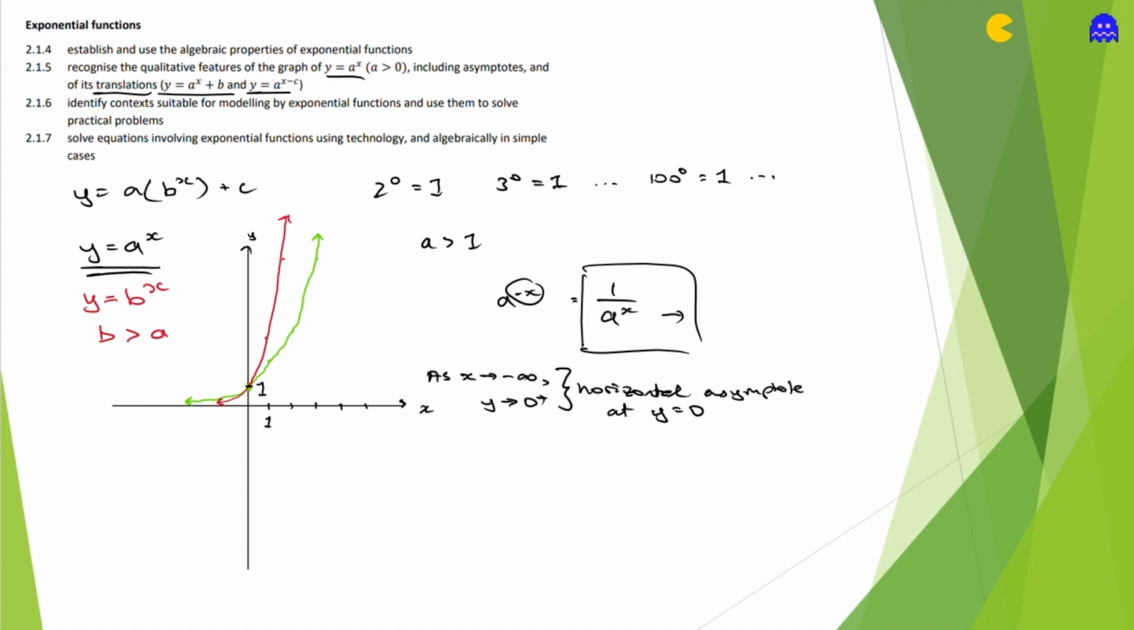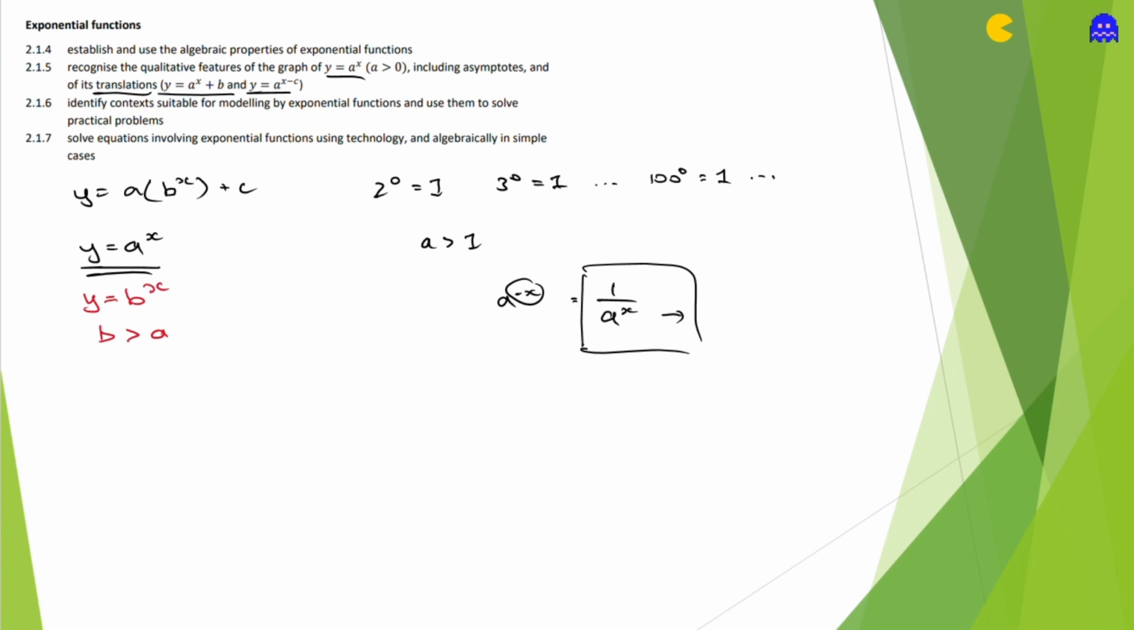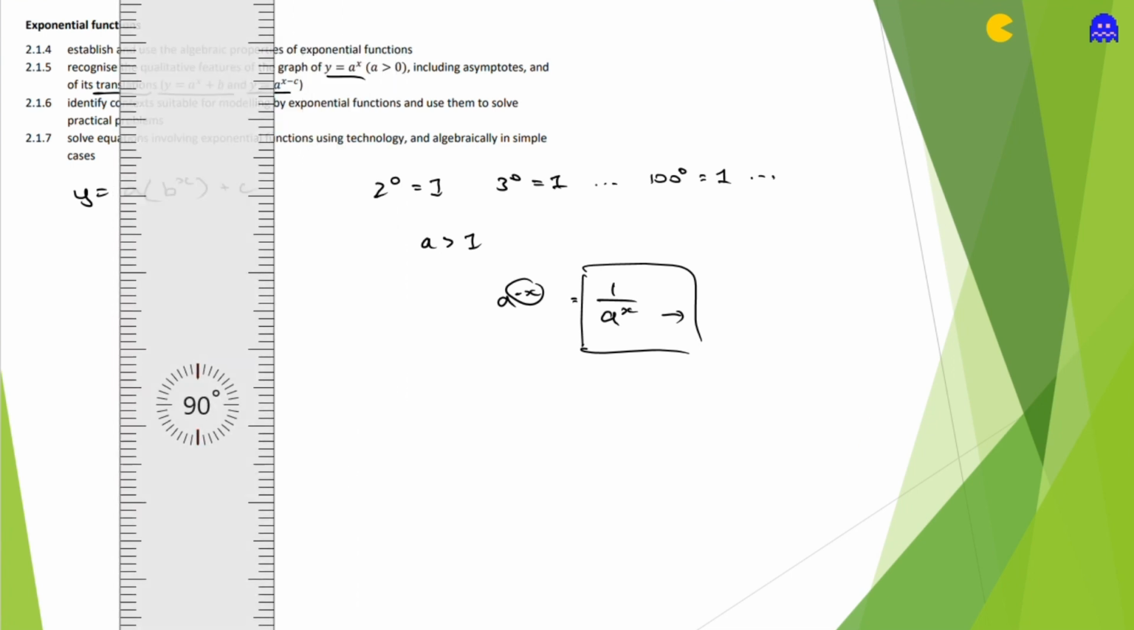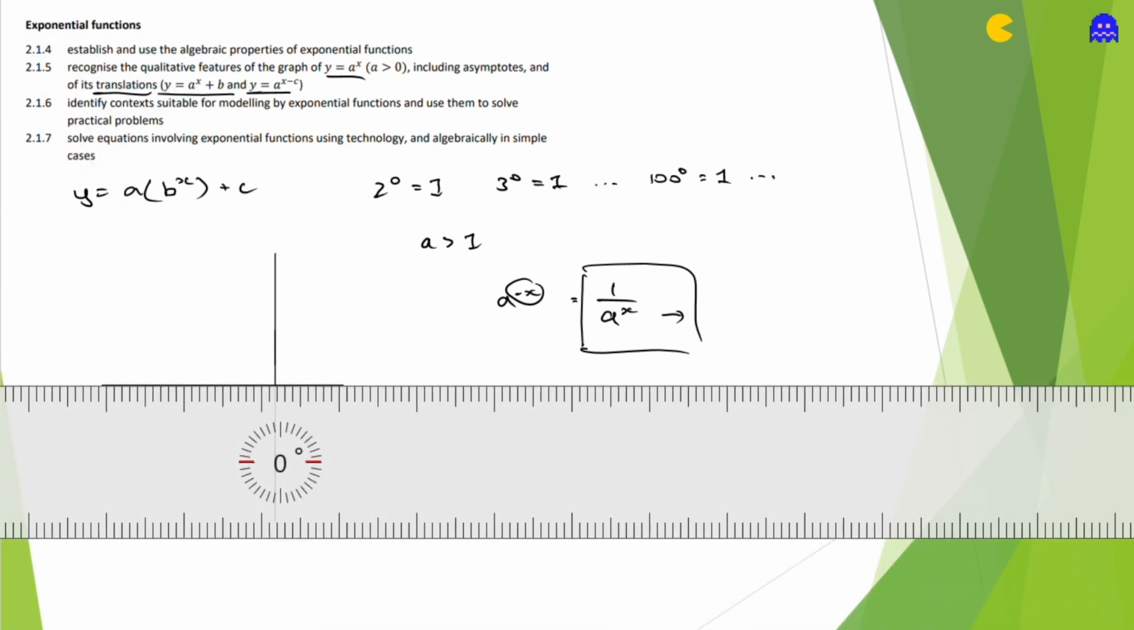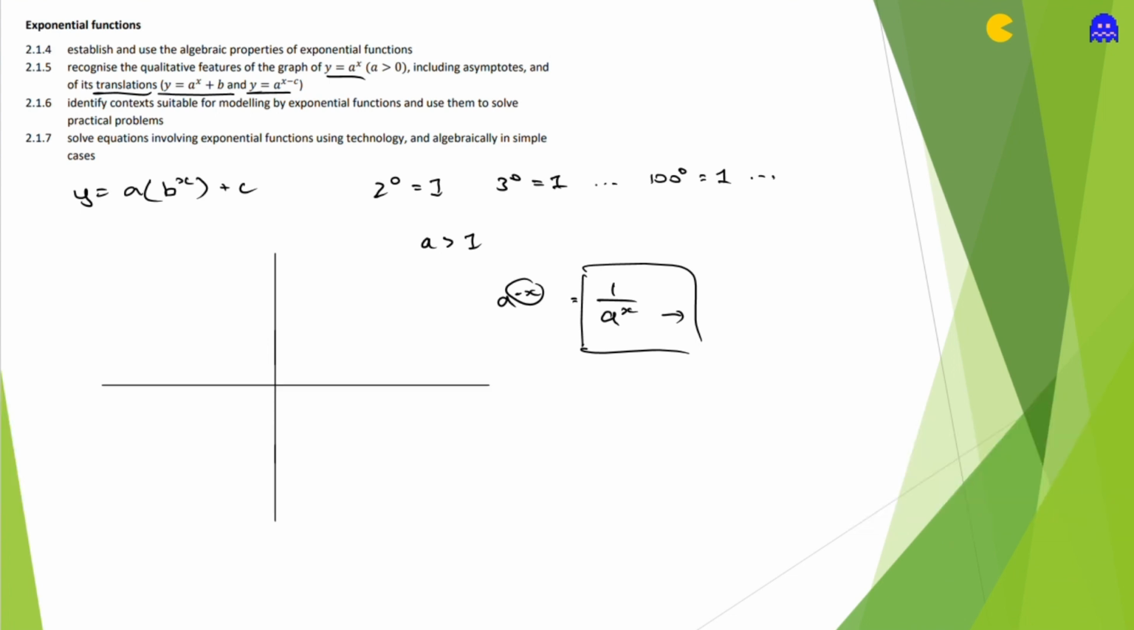I'll just rub this out so we have a bit more space. If we recall, our basic exponential function passes through the point (0, 1), and it has a horizontal asymptote at y equals 0. It looks kind of like this, and I'm going to just represent it like that. And so this is the point (0, 1).